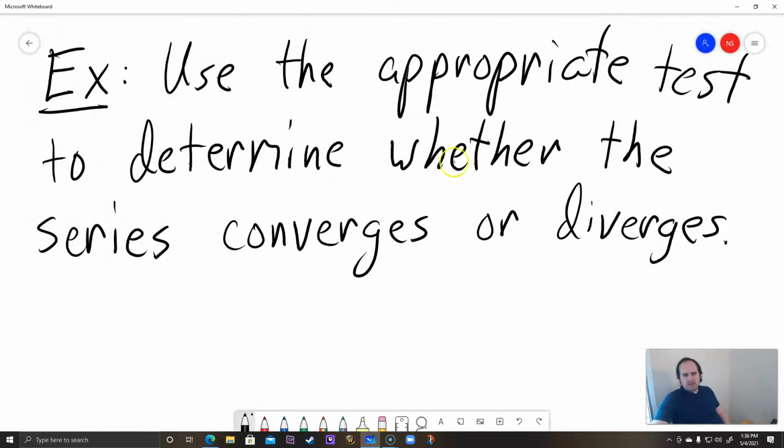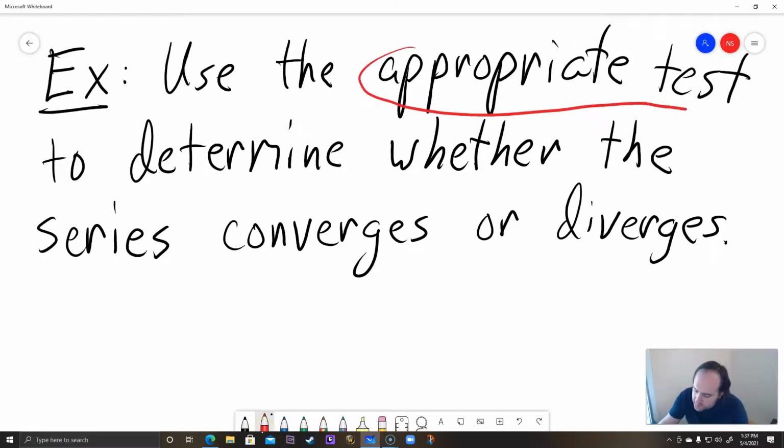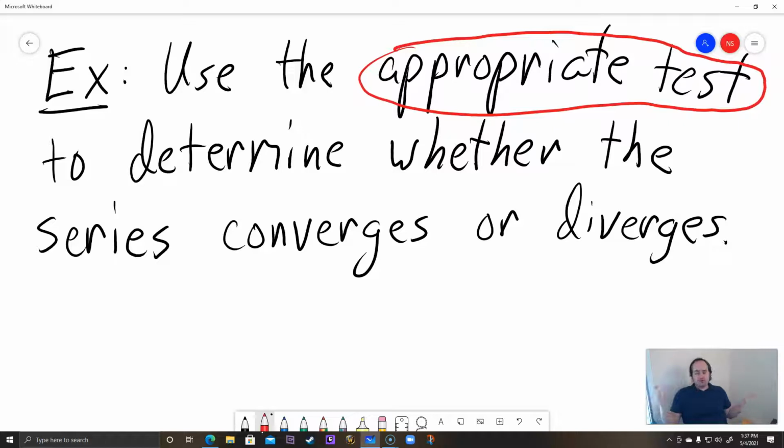Use the appropriate test to determine whether the series converges or diverges. Notice here they're not saying you have to use the limit comparison test or the direct comparison test. They're just saying use the appropriate test. That means you can use any test that you want, whatever test you can think of that will allow you to determine whether the series converges or diverges. So this one opens up to some of the older tests that we've learned in previous videos.